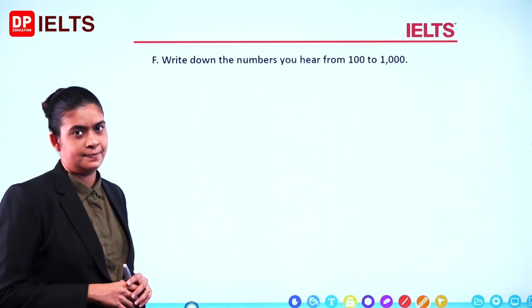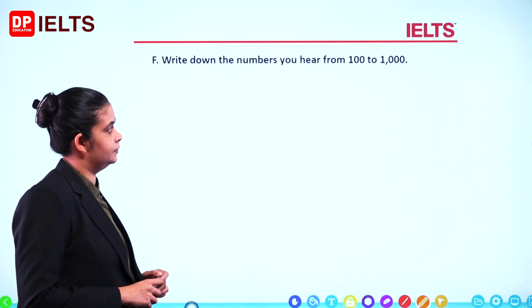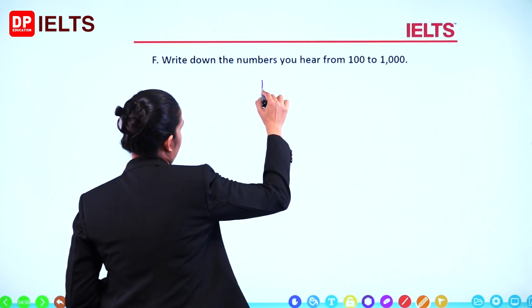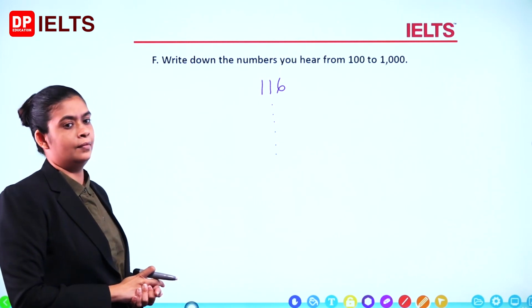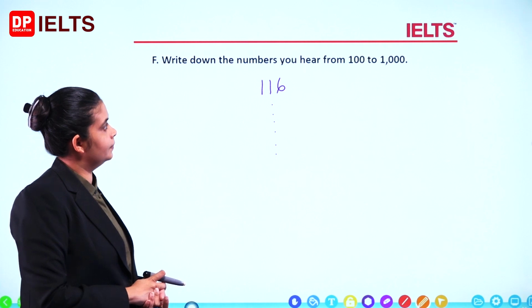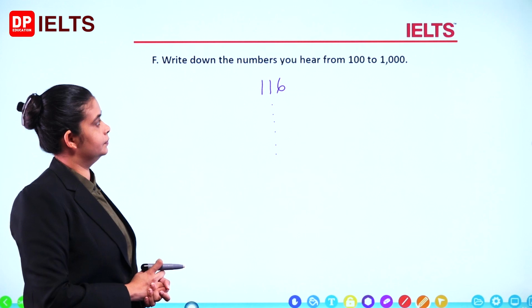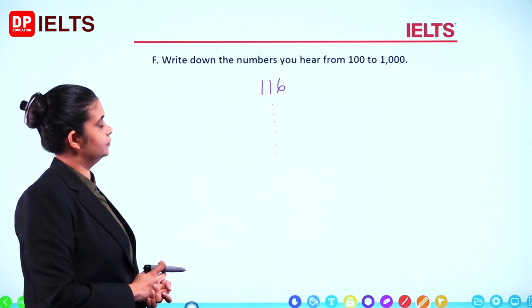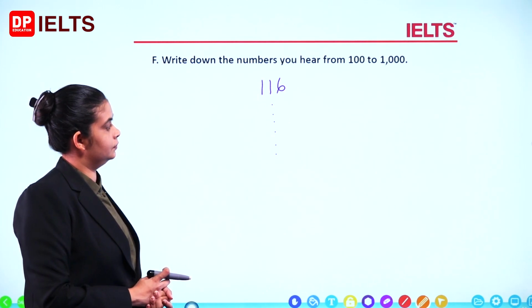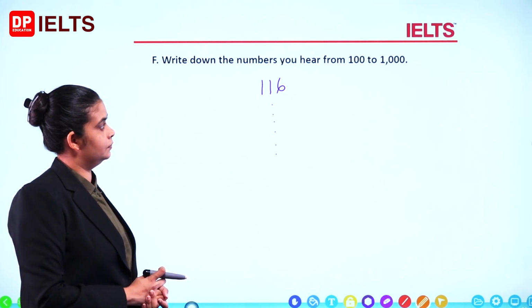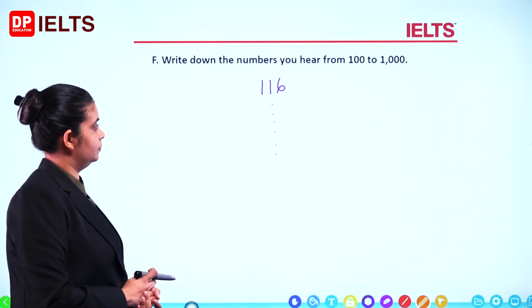Let's listen to it. Number 1, 116. Number 2, 196. Number 3, 332. Number 4, 480. Number 5, 390. Number 6, 830. Number 7, 901. Number 8, 642. Number 9, 589. Number 10, 772.